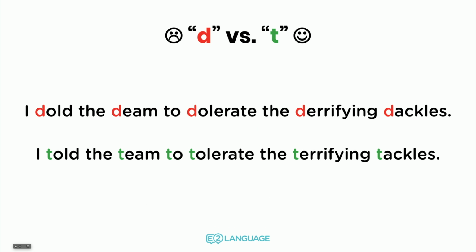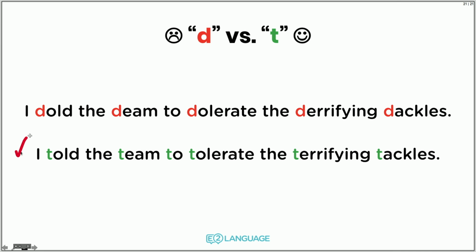Okay, let's look at some sentences here. So this is correct. I told the team to tolerate the terrifying tackles. I told the team to tolerate the terrifying tackles. This would be imprecise and difficult for a native speaker to understand. I told the team to tolerate the terrifying tackles. So you need to change that d sound to a t. Deem, team, tolerate, tolerate, terrifying, dackles, tackles. It's a very small difference, but you do need to practice this.